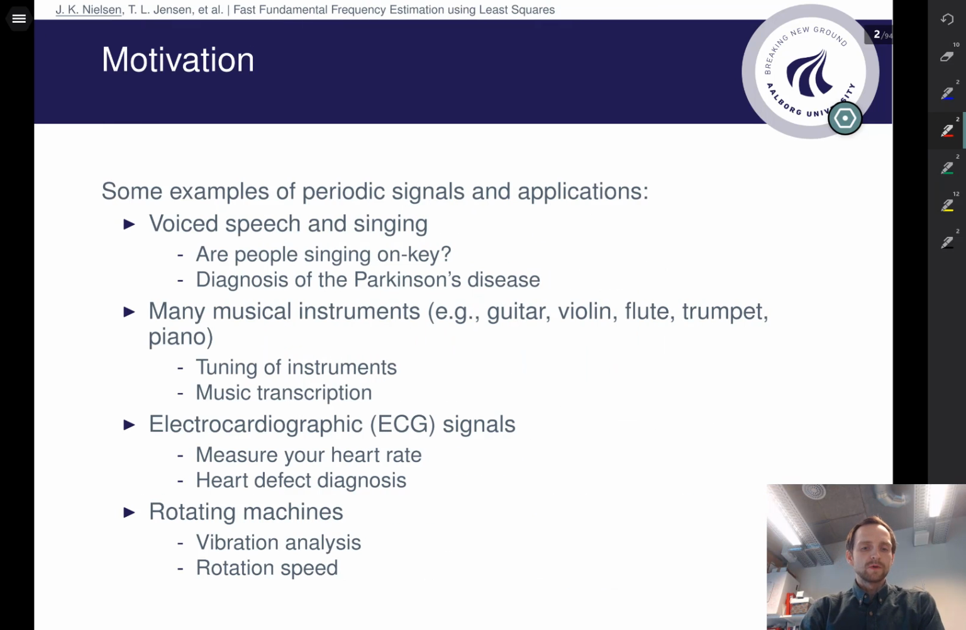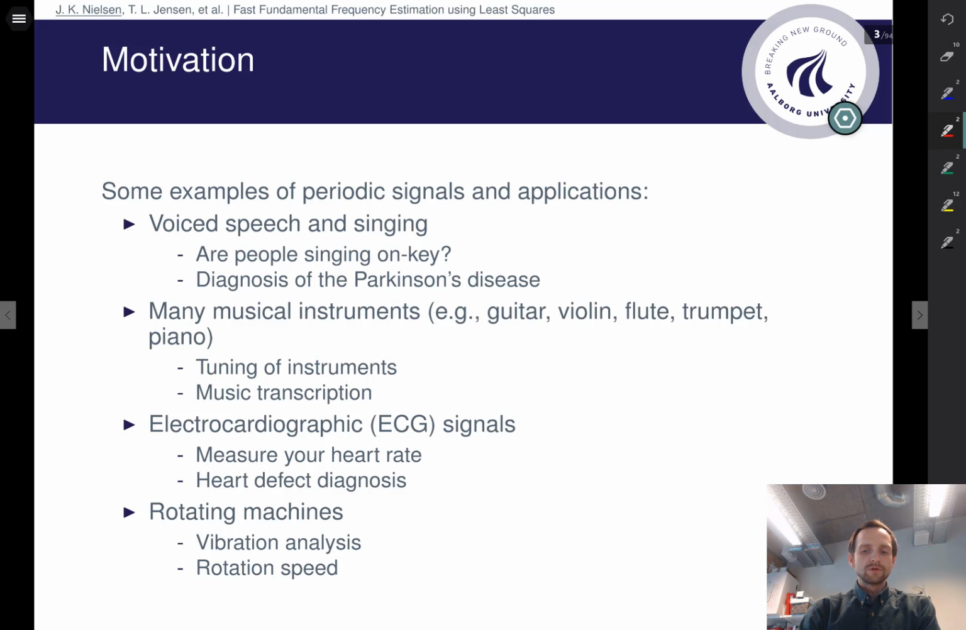So why is this important? Well, we encounter these periodic signals in a lot of applications, and often we would like to find the fundamental frequency of this periodic signal since it conveys some information. Here I've listed a number of applications. It could be voice, speech, or singing. We want to know if people are singing on key, for example, in a karaoke system. Or you might want to figure out whether people have Parkinson's disease or not from the voice. This is actually a research project that we are running in the group at the moment.